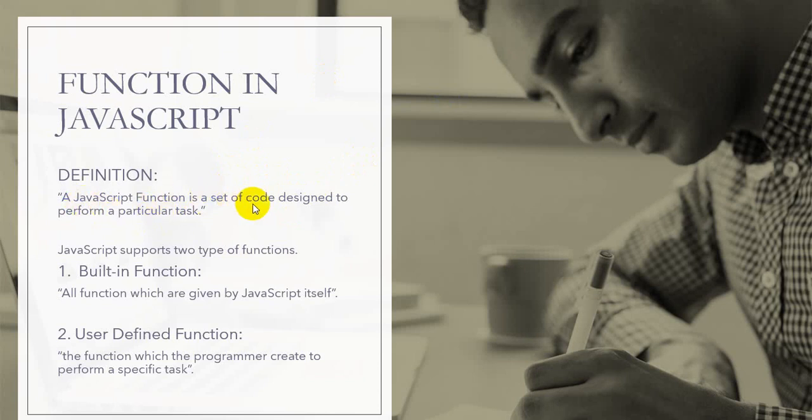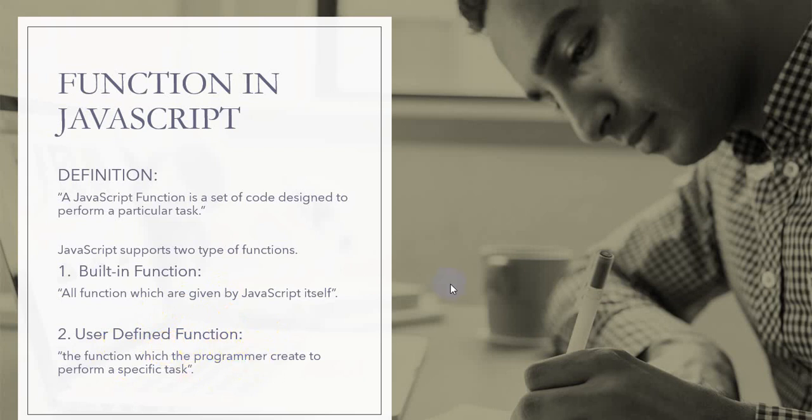A JavaScript function is a set of code designed to perform a particular task. It means the line of code is designed only to perform a particular task. The task can be anything, and on the basis of your task you can design your function. But some functions are fixed, which are given by JavaScript. Those functions are specified with their work, and they come under built-in functions. That is a built-in function given by JavaScript itself. And user-defined function means the user of that particular language can create any function on the basis of their own requirement.